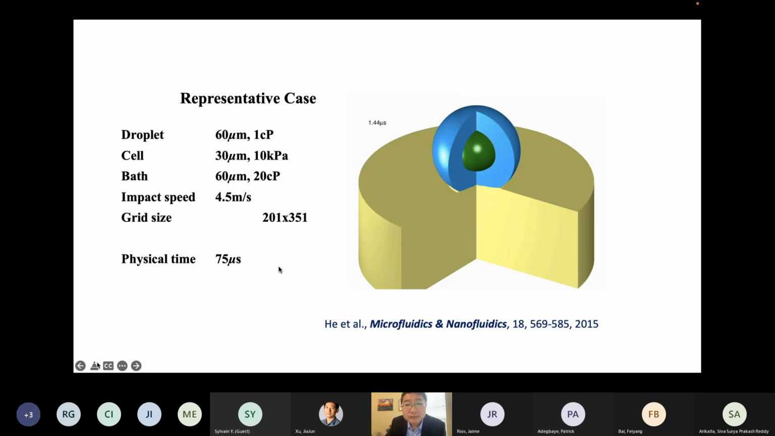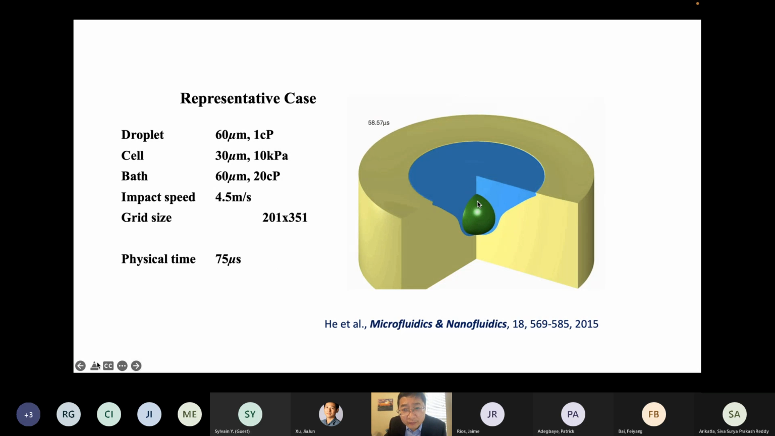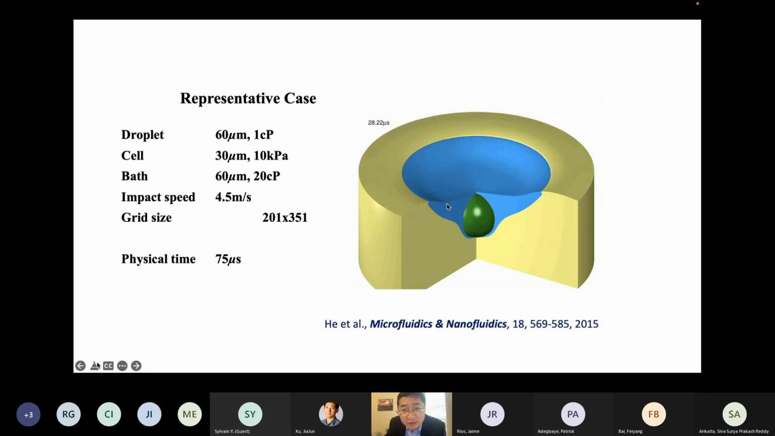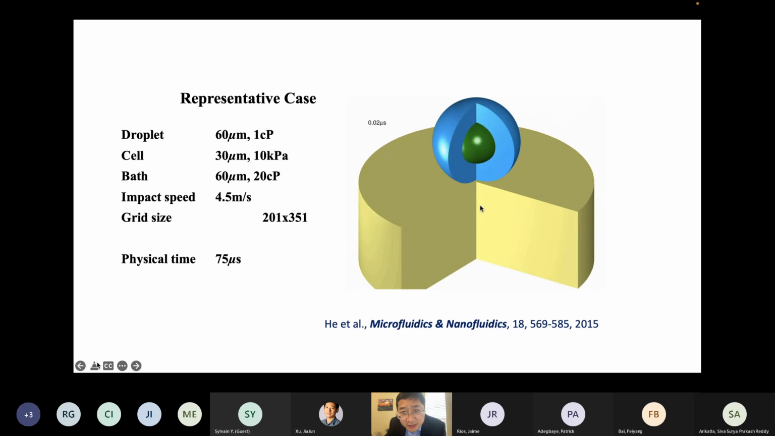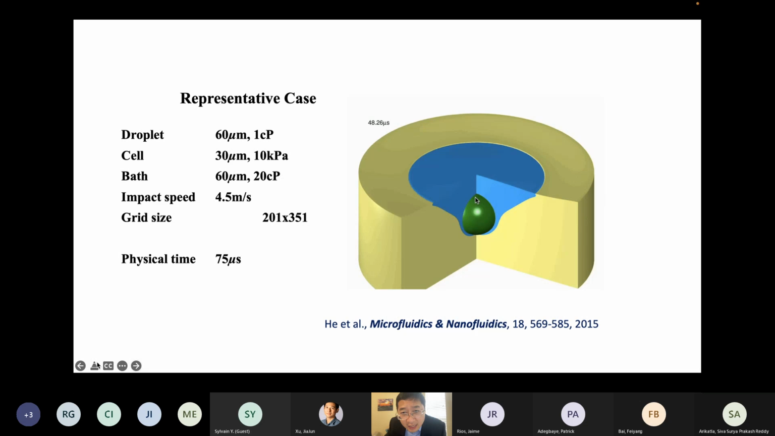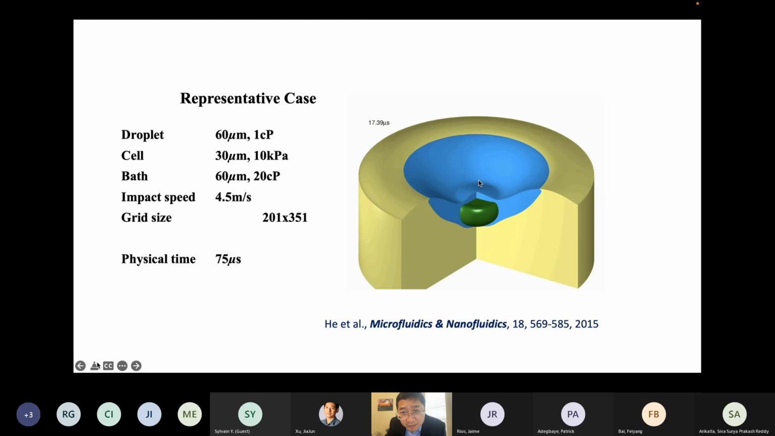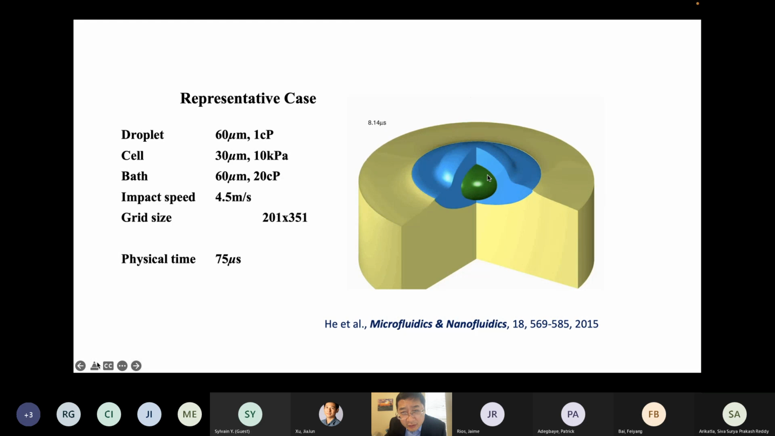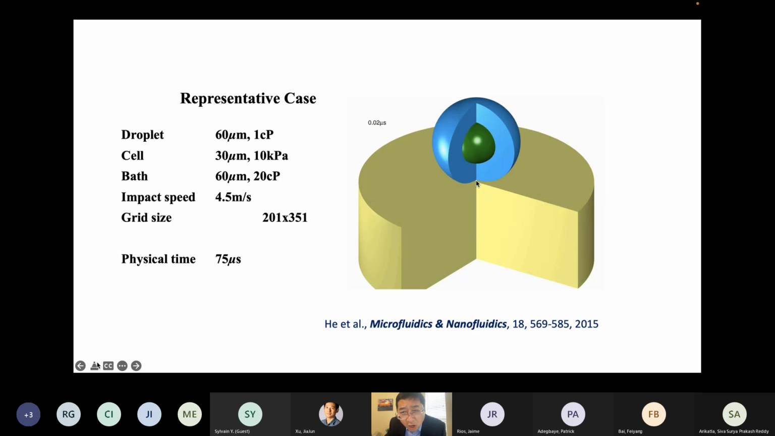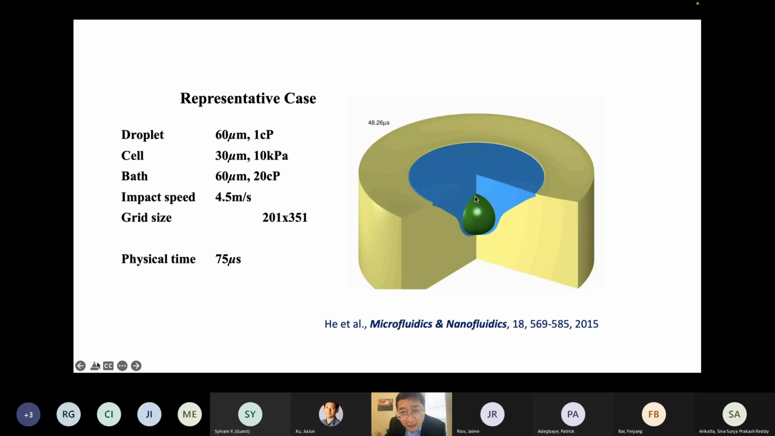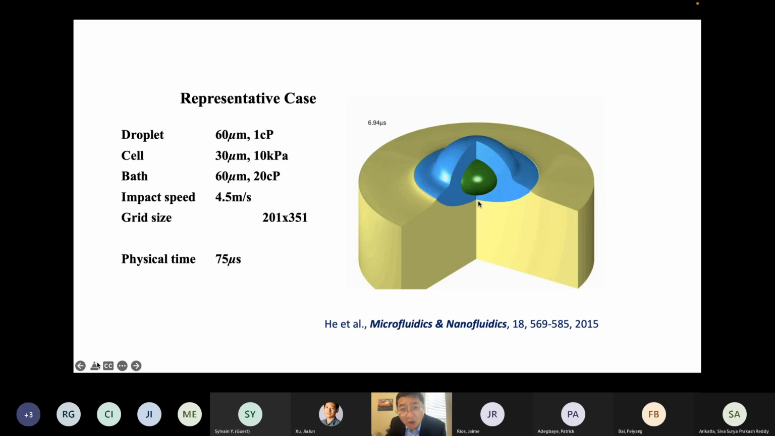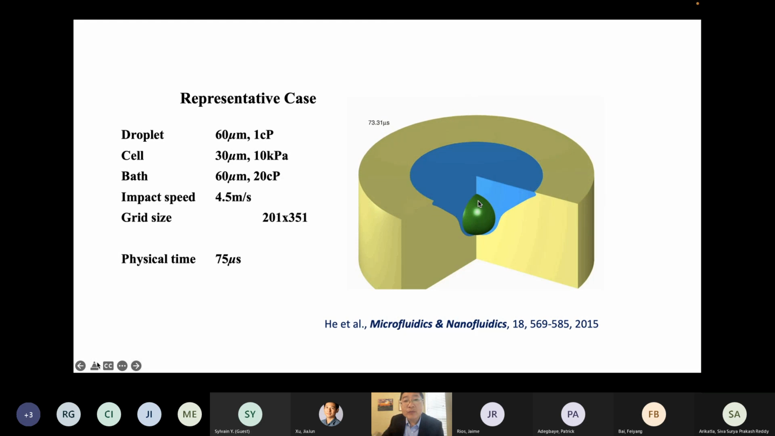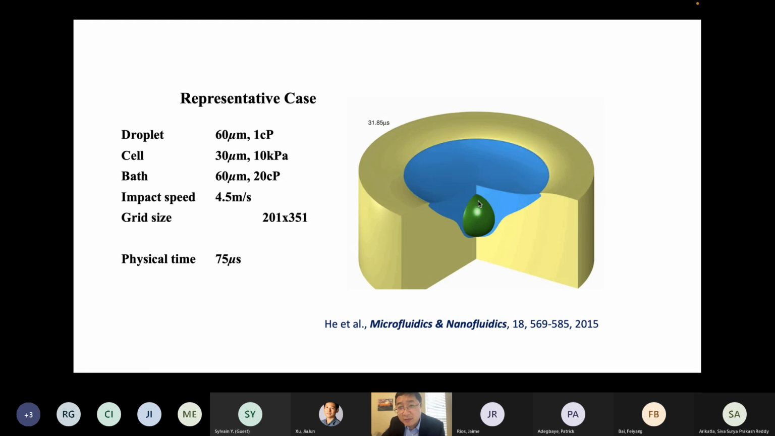Let's take a look. It's an ordinary case, right? It pushed down and the cell changes its shape. And you can see that we have this tip, the droplet top surface pushing down and squeezing the cell top surface. Okay, so let's take a look. This is the process, right?